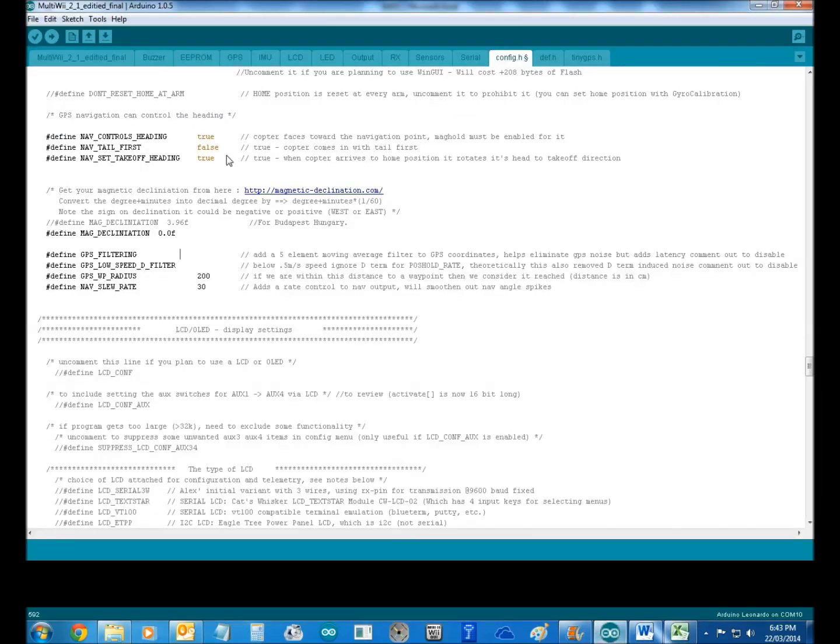Okay, so if you have a look in your Multiwii sketch, about two-thirds of the way down the page, you'll come across your magnetic declination. Now, it gives you a link to a website to find your magnetic declination, and it also tells you what you need to do. It says convert the degrees plus the minutes into a decimal degree by the degrees plus the minutes multiplied by 1/60. Note the sign of the declination. It should be either negative or positive, i.e. east or west. And you need to put that little F after it.